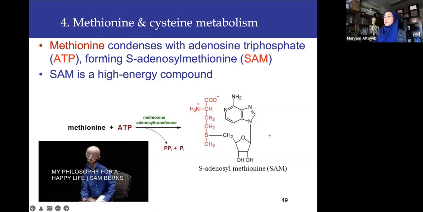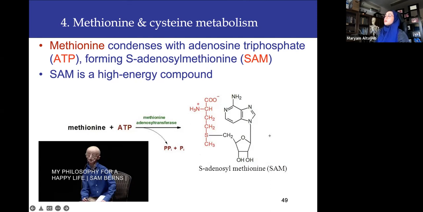So like we said, back to our topic, methionine condenses with adenosine triphosphate, or ATP, and that forms SAM, which is a very high energy compound. So methionine with ATP is going to give us SAM, this very powerful molecule. The odd thing about it is that although it's very high energy, it doesn't have phosphate. It's not like ATP. You see how all these phosphates are excreted?